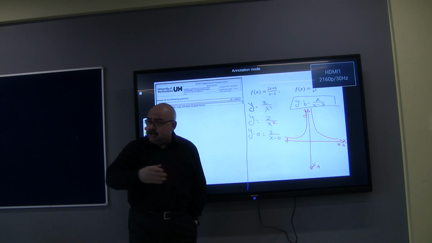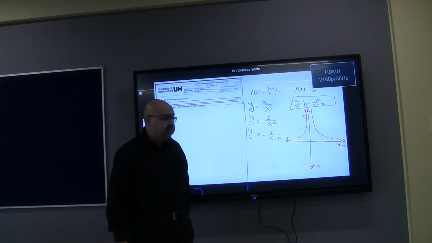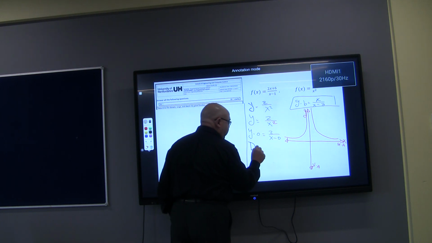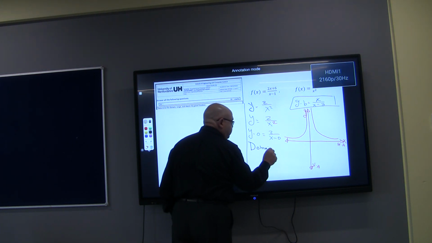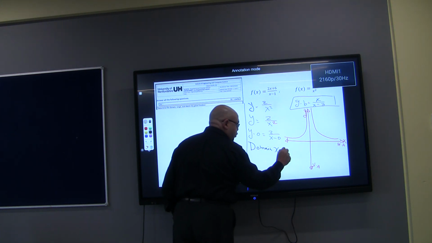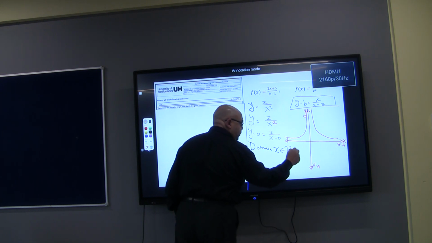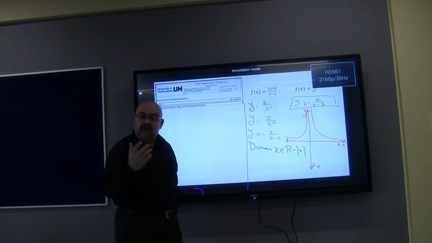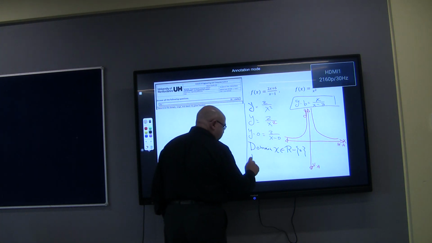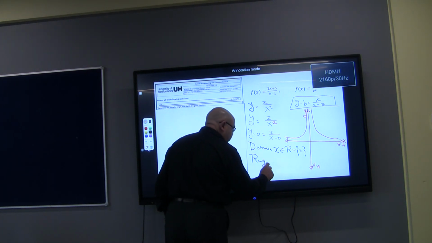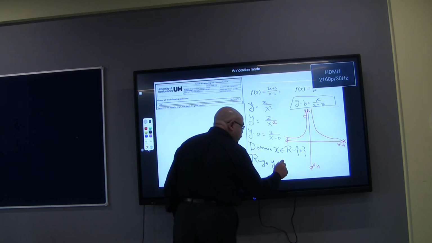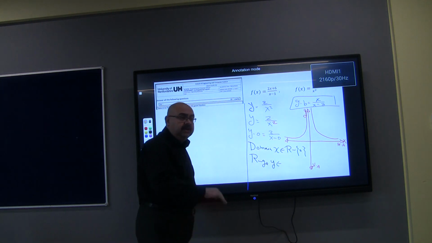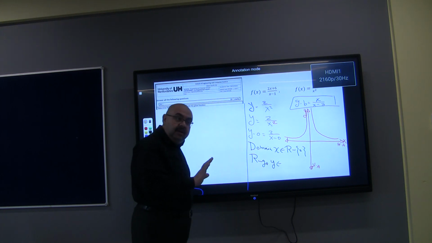Once I made the sketch, I can get the domain and range. If we want to get the domain, the domain simply will be x belongs to R except at 0. And in a similar manner, the range is going to equal y belongs to (0, infinity). It's going to start from 0 and going up to infinity.